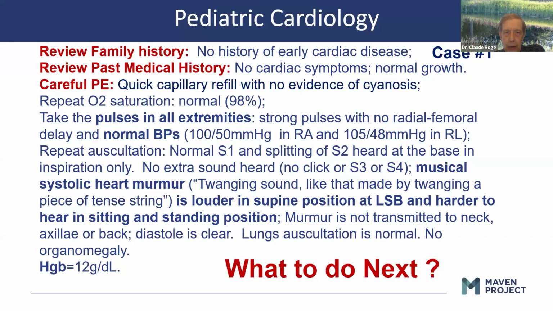And then you repeat the auscultation carefully. Normal S1, you hear a splitting of S2 at the base, and only when the child is inspiring, taking a deep breath in. You don't hear any extra sound, no click, S3, or S4, and then you listen to the murmur again. It is a musical twanging sound like that made by twanging a piece of tense string, and is louder in the supine position at the left sternal border and harder to hear in sitting and standing position. The murmur is not transmitted to the neck, axilla, and back. Diastole is clear. Lung auscultation is normal, and there is no organomegaly.